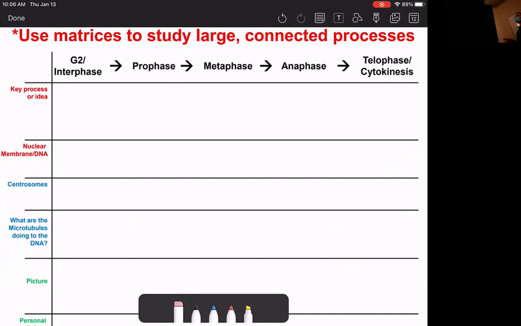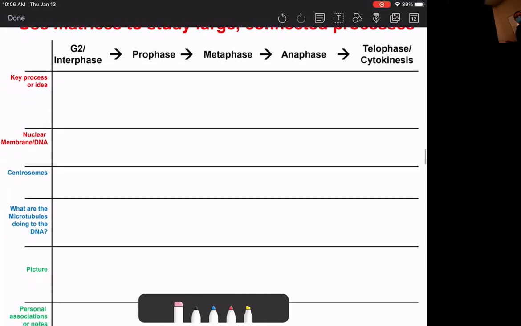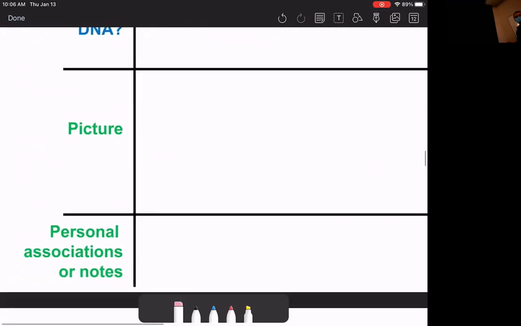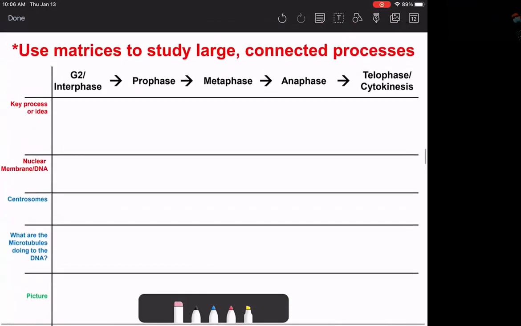Matrices are one of the best ways to study large connected processes that, as you can tell, have different phases, but there are specific things that you can sort of hone in on for each phase. Matrices also make this a lot easier to learn. So imagine just taking linear notes on each one of these things just in a page, right? Not quite connected. This makes it a little easier to compare across and see the differences and similarities between each stage. To me, and to a lot of medical type students or allied health students, that really helps.